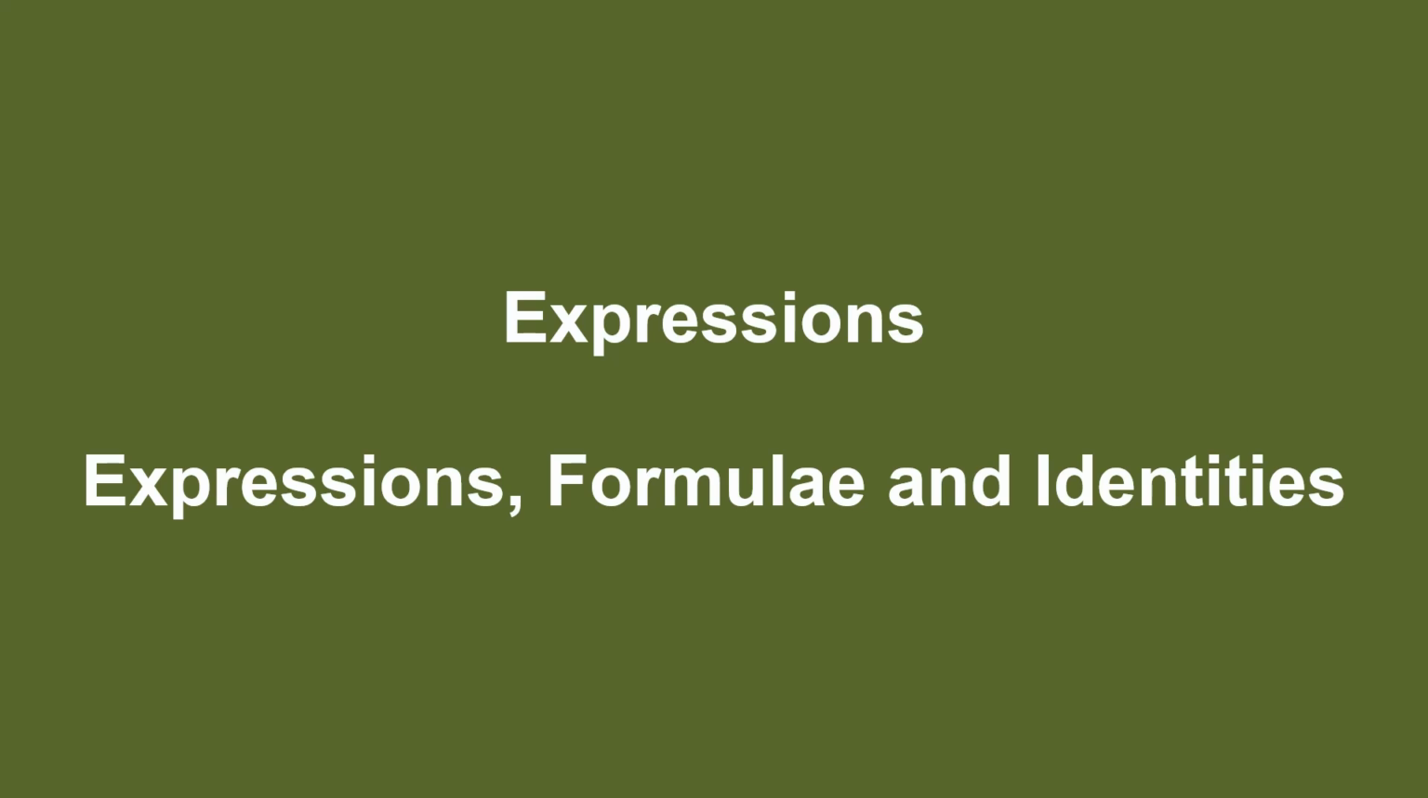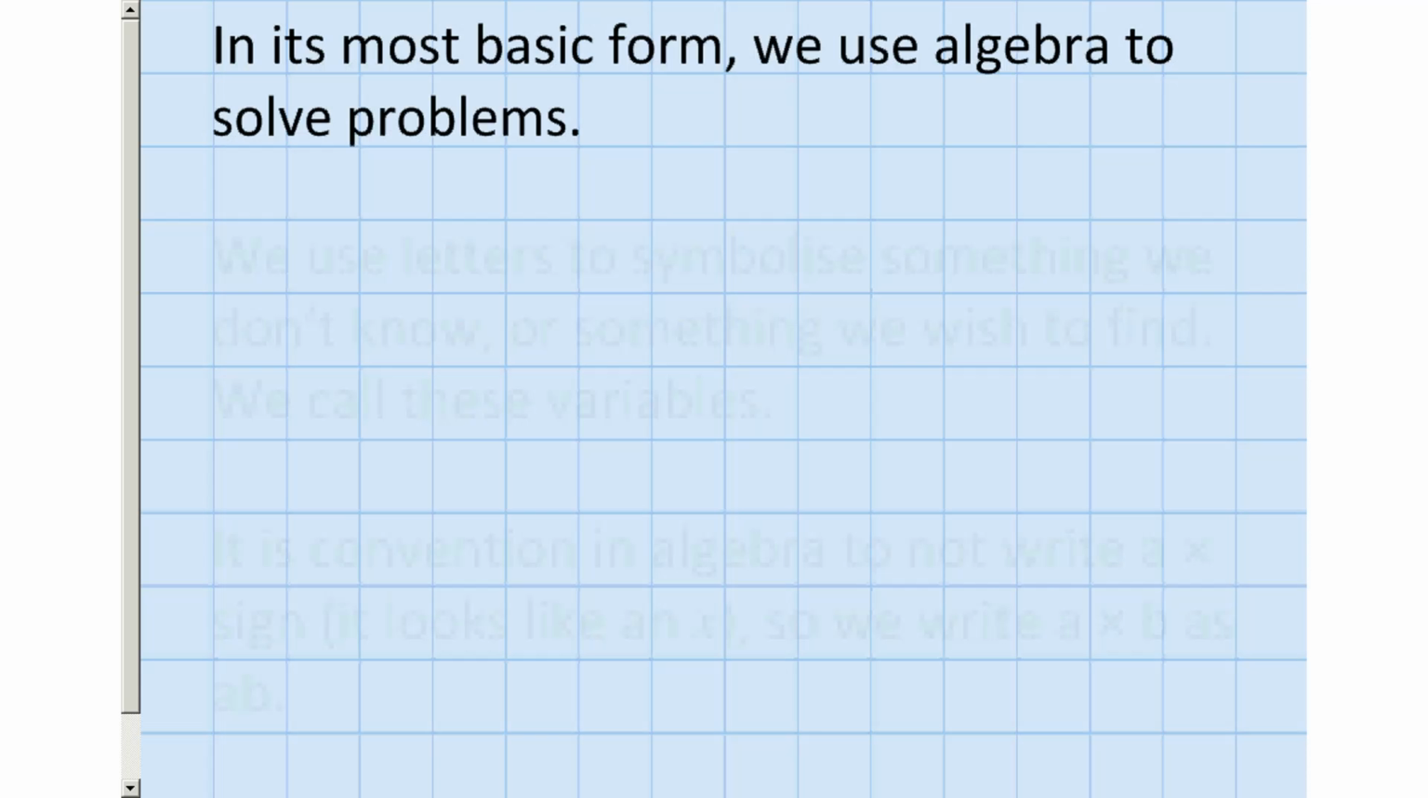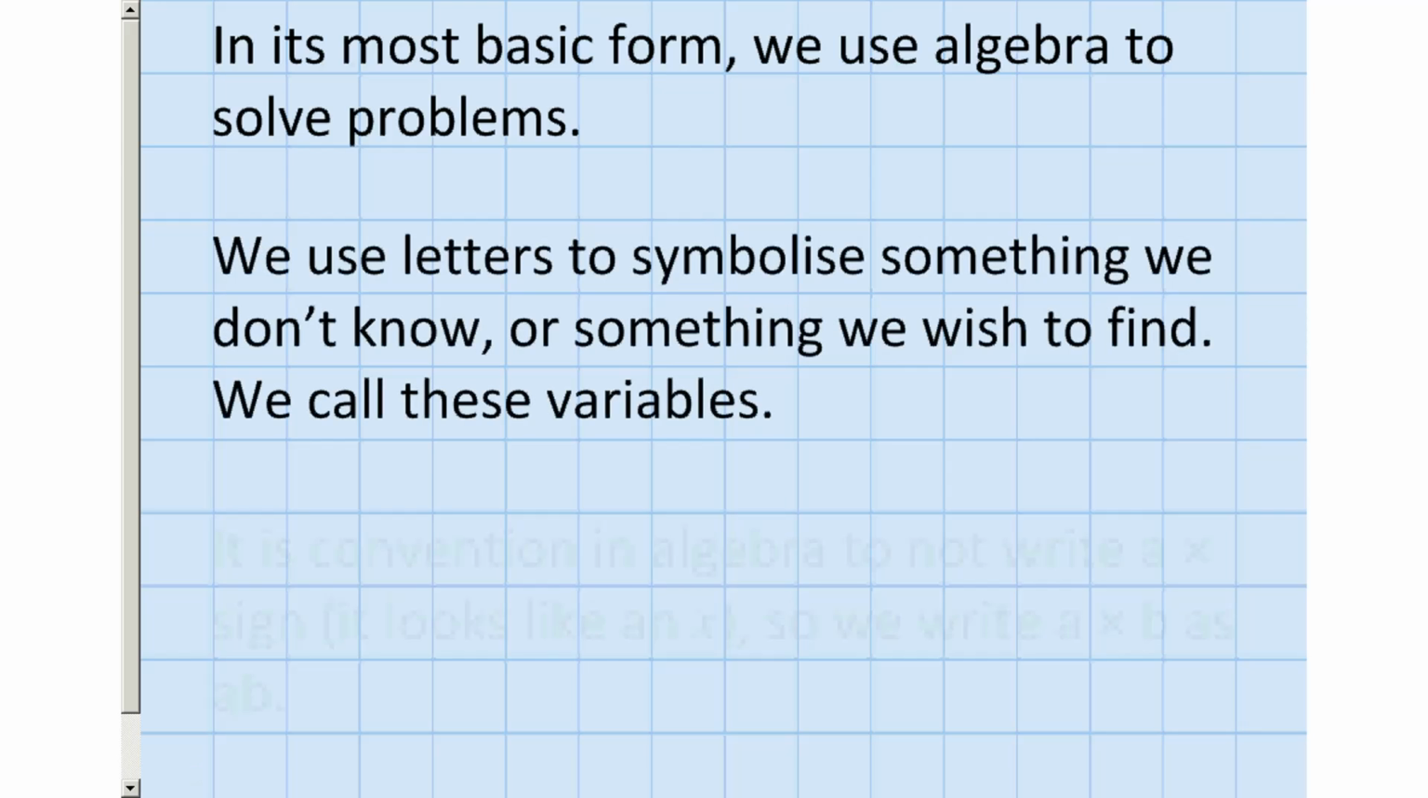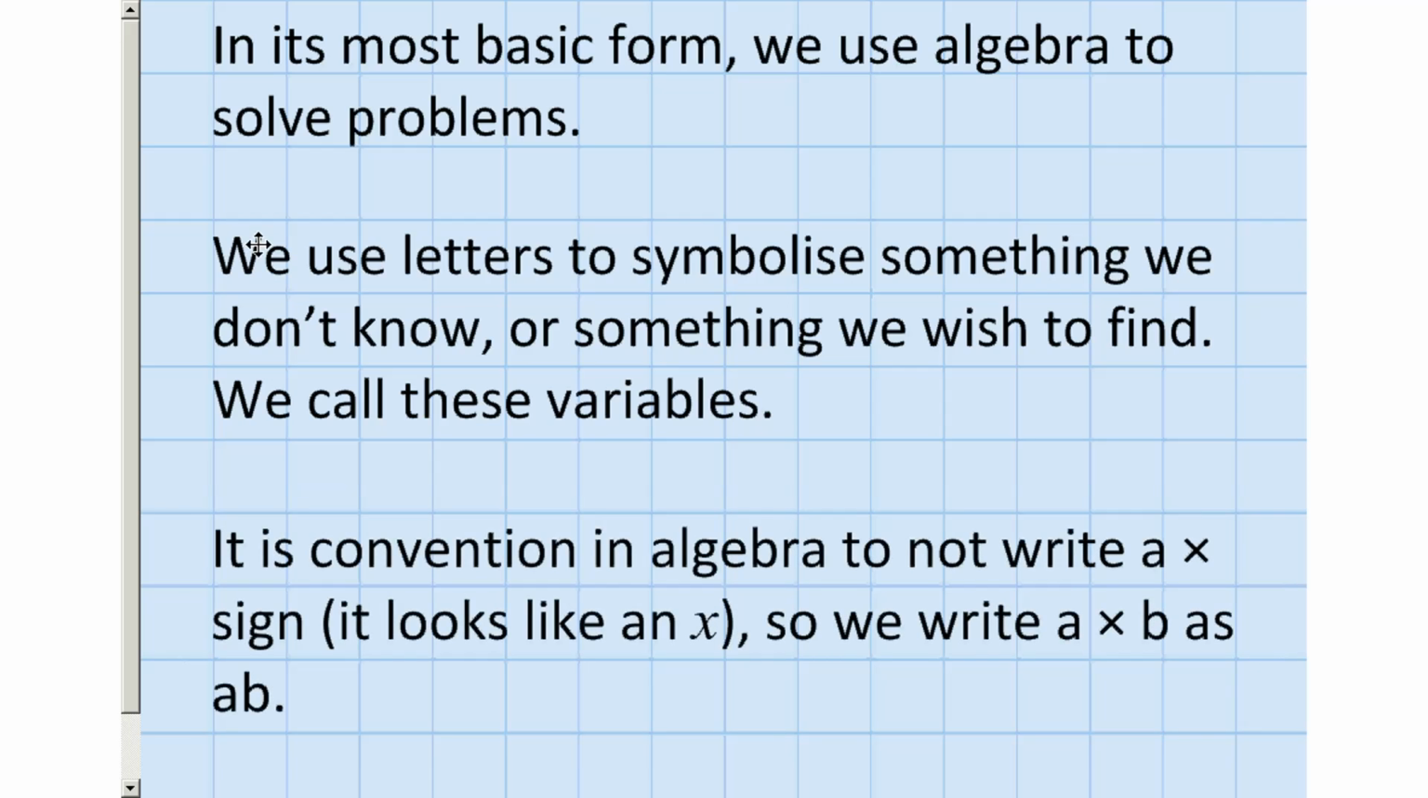Expressions, formulae and identities. Now in its most basic form, we use algebra to solve a problem. We use letters to symbolise something we don't know or something we wish to find, and we call these letters variables. It's convention in algebra not to write a multiplication sign because it looks like an x, and the most common letter we use to represent the unknown is x. So if we wanted to say something like a times b in algebra, we would just write ab.